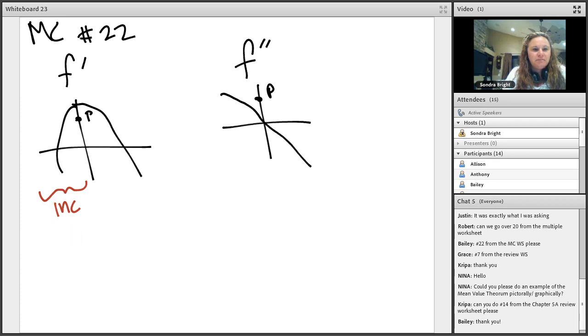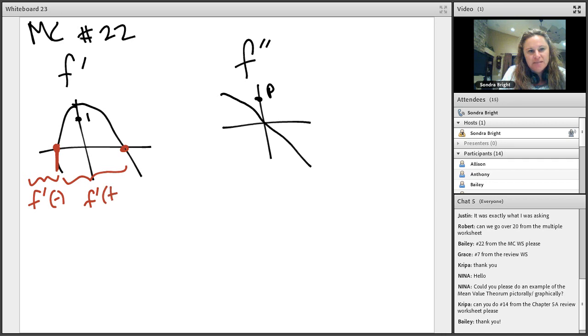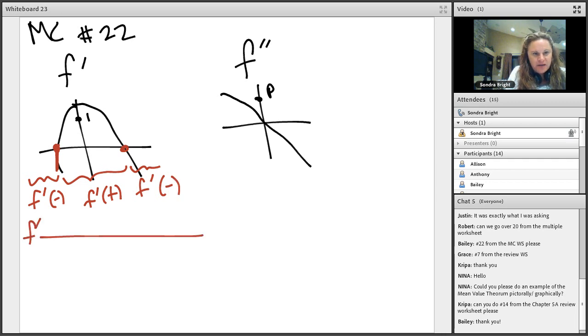I was just pulling a Calc BC student and looked at that graph like it was F, and it's not. It's F prime. Okay, we have a 0 and a 0. You are below the x-axis here, so your F prime is negative. And then from here to here, F prime is positive. And then from here to infinity and beyond, F prime is negative. So if I do the F prime chart, we've got a negative, and then a positive, and then a negative.